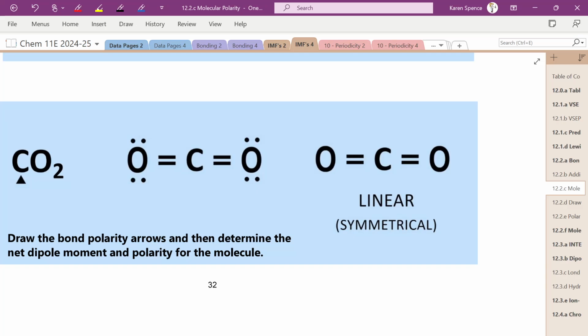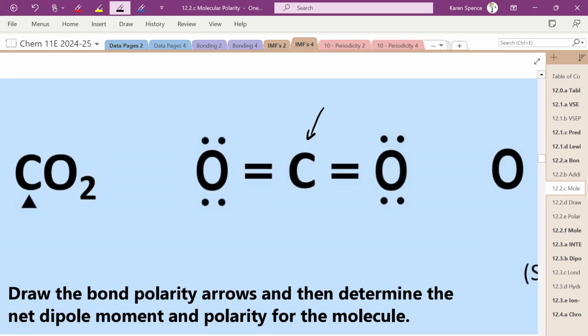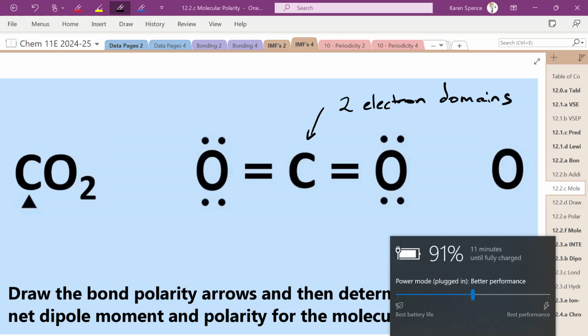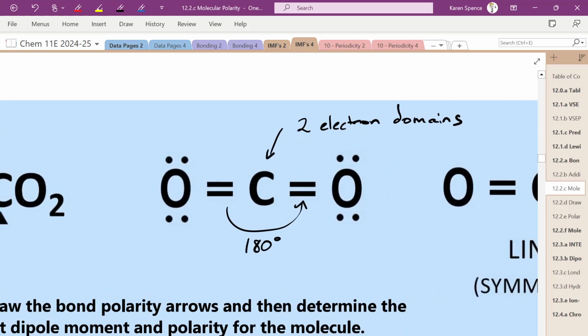CO2, this one's pretty straightforward. By the way, why is this one linear and the other one wasn't? There are no lone pairs. How many electron domains on carbon? 2 electron domains. So actually the Lewis structure does a good job of this one, but it often doesn't. So this one would be 180 degrees. And what's the hybridization of that carbon? This carbon is sp, because I've got 2 electron domains.